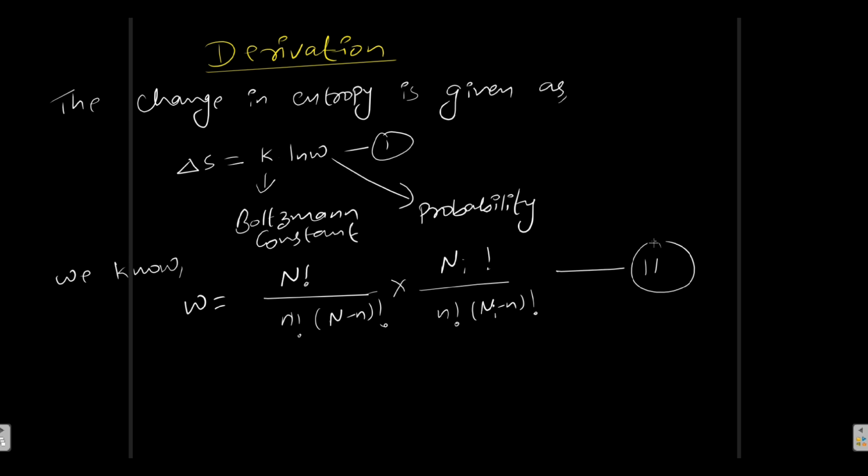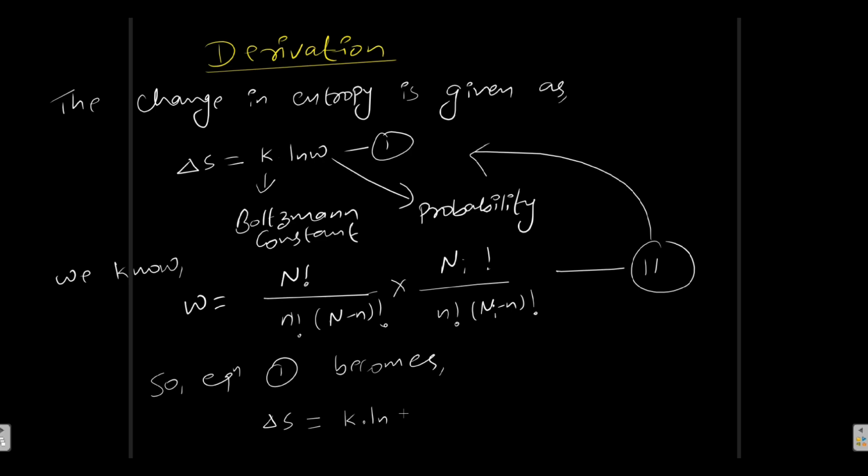Now let us use equation number 2 in equation number 1. So equation 1 becomes, what will be the expression for equation 1? That is del S is equal to K into ln W, which means: N factorial by n factorial into N minus n factorial, into Ni factorial by n factorial into Ni minus n factorial.